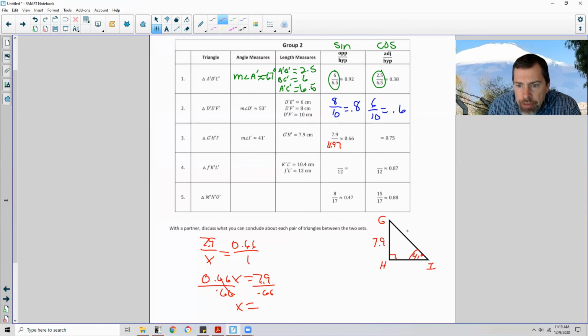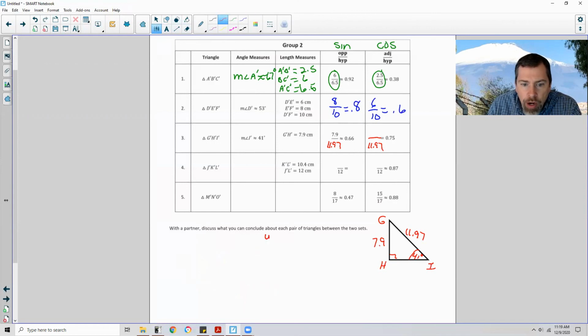11.97. Well, guess what that is? That is the hypotenuse. It's the denominator. So this is going to be the same, 11.97. So now I need to find the numerator. Let's call the numerator y. So we have y over 11.97 equals 0.75. To get this, we multiply both sides by 11.97.